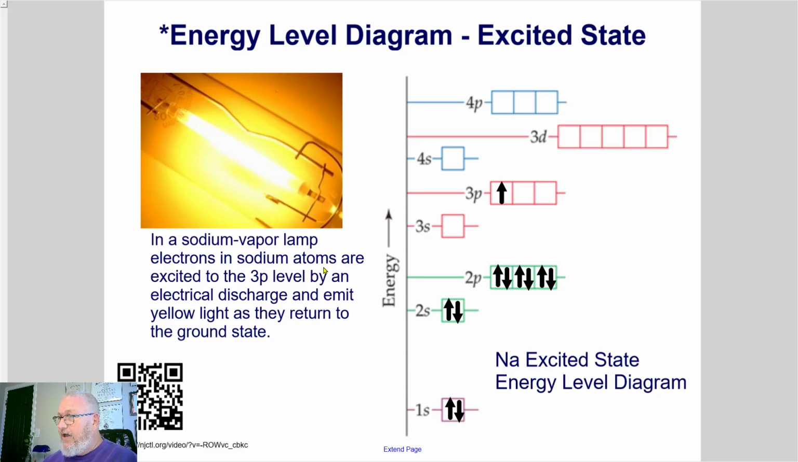So let's say we've got a sodium atom and it gets excited. It had an electron in the 3s level. So let's say it's got just enough energy to go to the 3p. And then as it falls back down, it's going to emit that yellow light as it goes back down to its ground state.